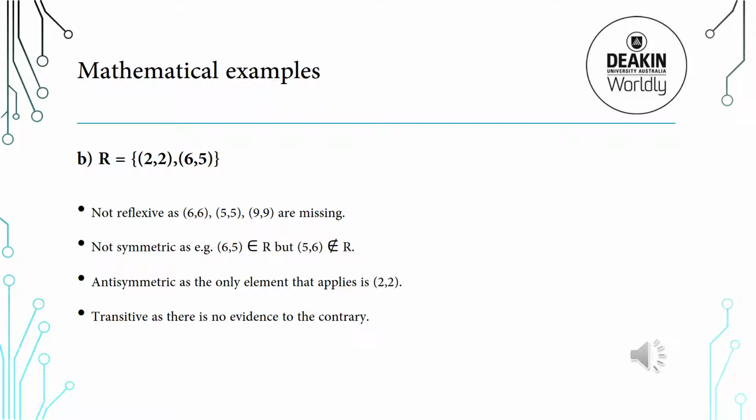It's antisymmetric, as the only element that applies is 2 and 2. It's also transitive, as there is no evidence to the contrary.